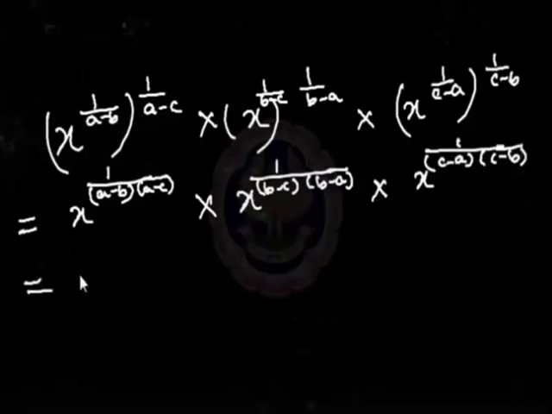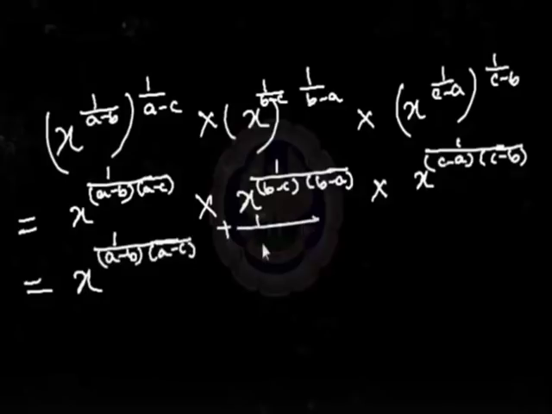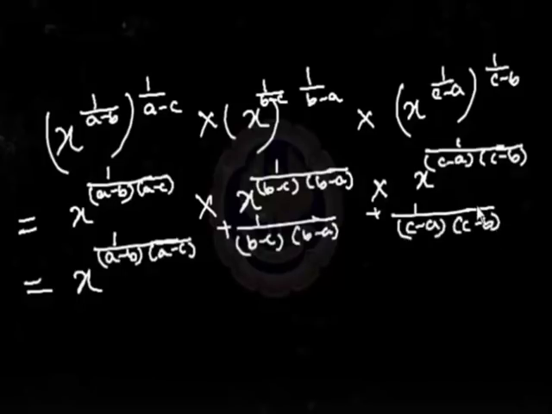This is equal to x to the power 1 by (a minus b) into (a minus c) plus 1 by (b minus c) into (b minus a) plus 1 by (c minus a) into (c minus b). Now, all people who have a lot of problem with minus, plus and sign problem, the simplest thing which I would advise is take 2 steps, but please pay attention to accuracy.